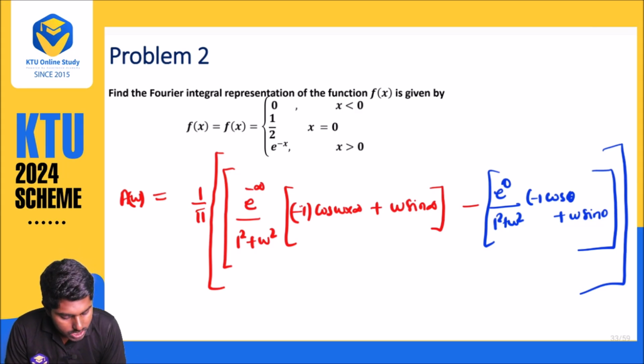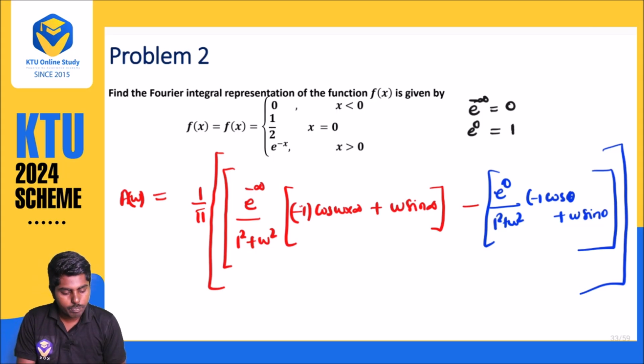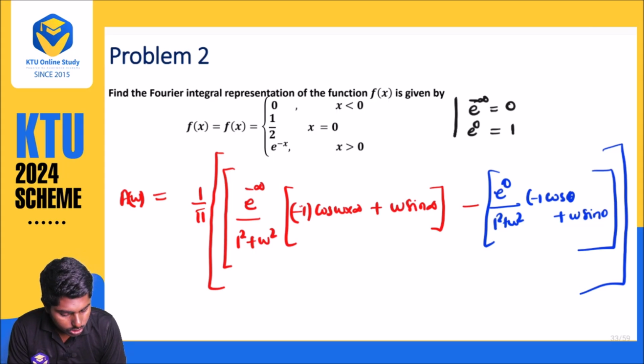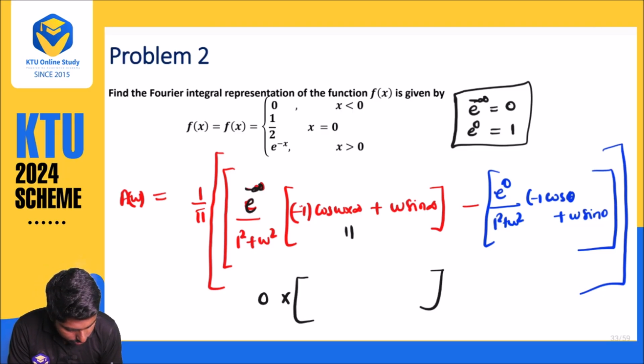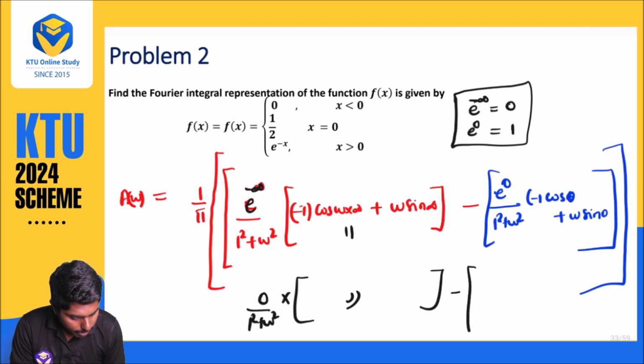Now what is e power of minus infinity and e power of 0? E power of minus infinity is 0, and e power of 0 equals 1. So applying this condition, e power of minus infinity is 0, so 0 into this value will become 0, minus upper limit minus lower limit. E power of 0 is what?